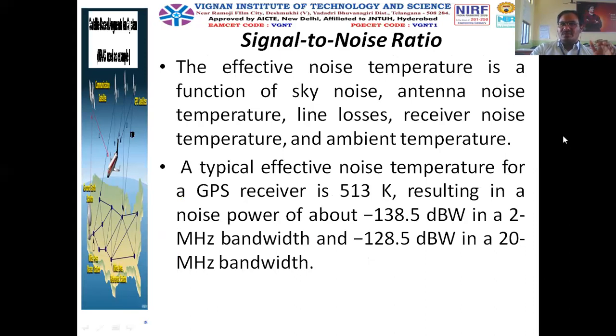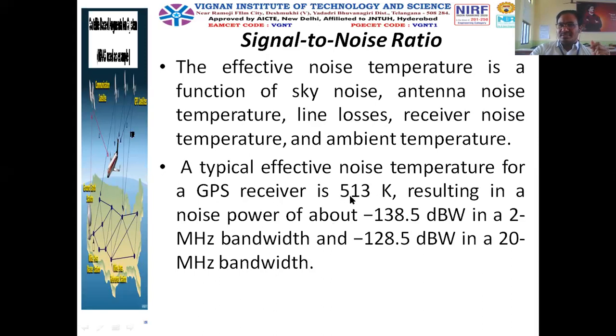And the effective noise temperature is a function of what are the causes for the noise here. So it is sky noise, antenna noise temperature, line losses, receiver noise temperature, and ambient temperature. These are very important. Please make a note of this. So the probable noise in the GPS receivers is a function of sky noise, antenna noise temperature, line losses, receiver noise temperature, and also the ambient temperature.